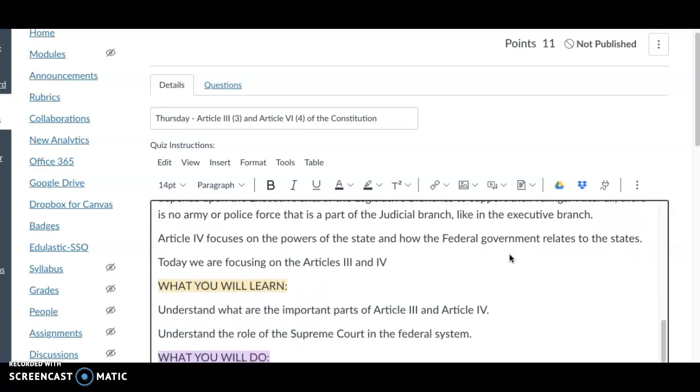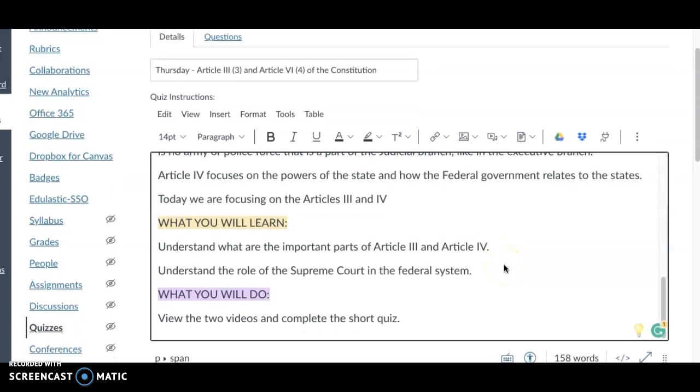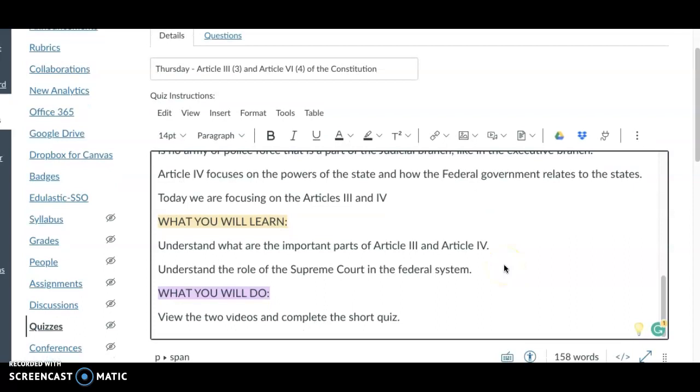So what you will learn is to understand what are the important parts of Article 3 and 4, and understand the role of the Supreme Court in the federal system. So what you're going to be doing is there's two videos you're going to view and complete a short quiz. The first video will be about Article 3, the judicial branch, and the second video will focus on Article 4.